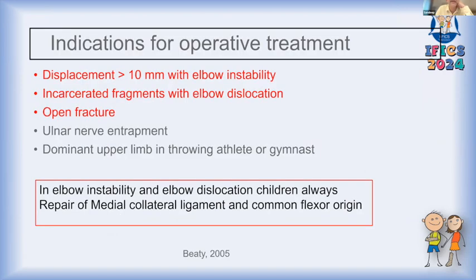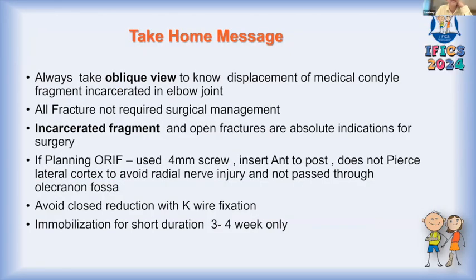But what is the indication for surgery? Any displacement above 10 millimeters, incarcerated fragments with elbow dislocation, open fractures, ulnar nerve symptoms, or a high demand elbow in an athlete or a gymnast. It's always a good idea to fix these, and you will have a decently stable elbow with a good outcome.